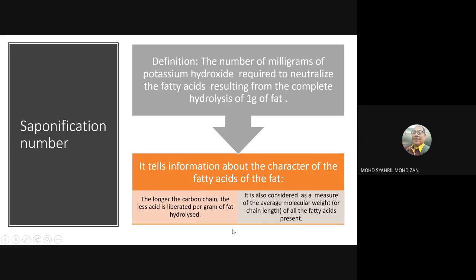Yang pertama, kita boleh tengok berapa panjang carbon chain dia. Yang kedua, kita boleh ukur keberatan lemak di dalam satu produk. Okay. That's the meaning of saponification numbers. Okay, so the tips, if the chain is long, the number of saponification will be low. Okay, if the chain is short, the number of saponification will be high. Right?